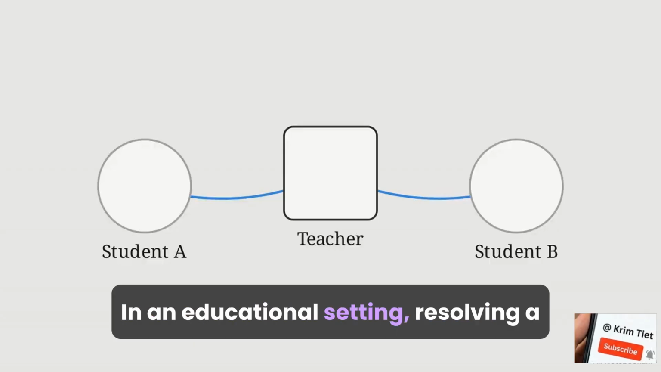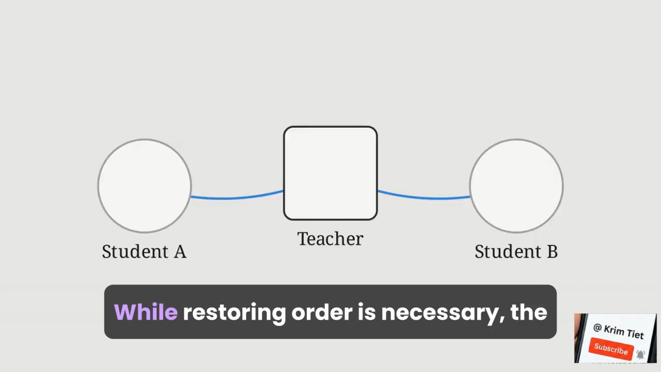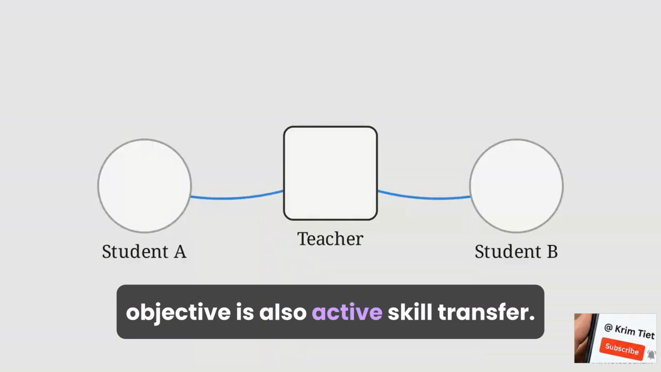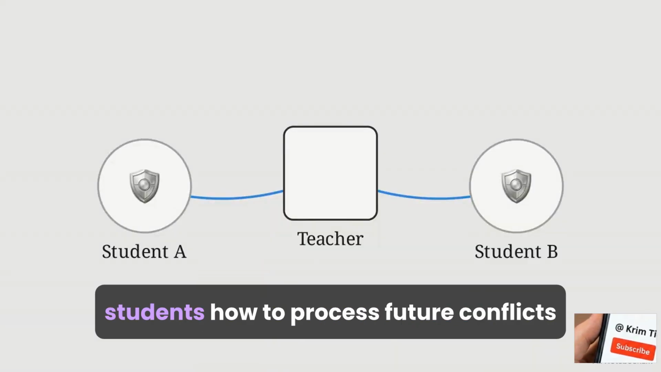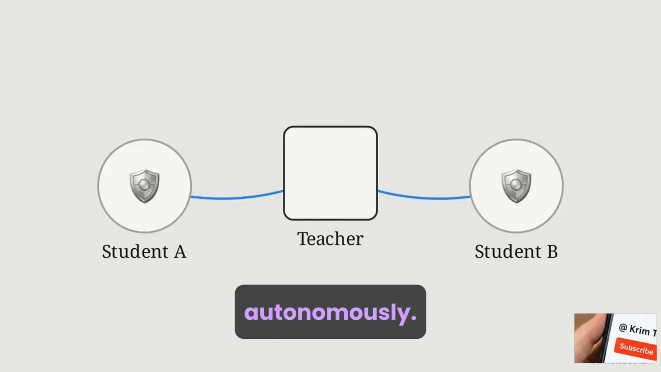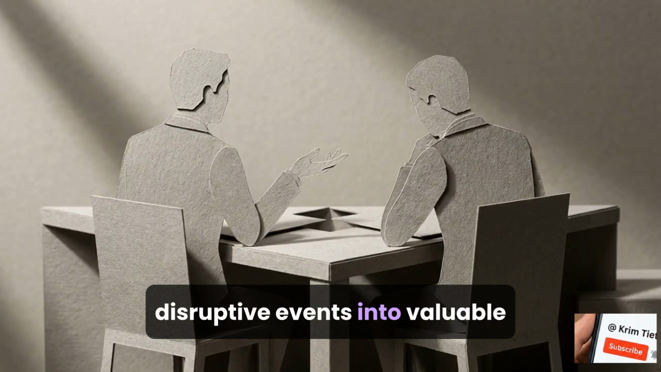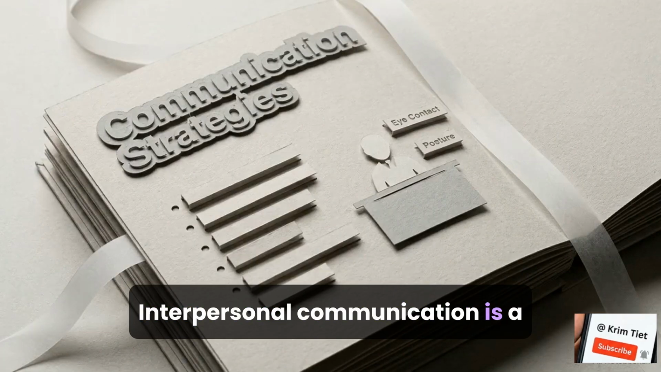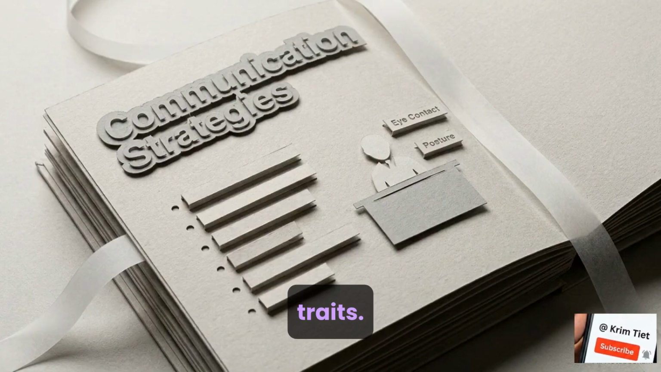In an educational setting, resolving a conflict has a secondary, pedagogical goal. While restoring order is necessary, the objective is also active skill transfer. Modeling resolution techniques teaches students how to process future conflicts autonomously. Friction management transforms disruptive events into valuable, permanent life lessons. Interpersonal communication is a learnable skill set that functions independently of innate personality traits.